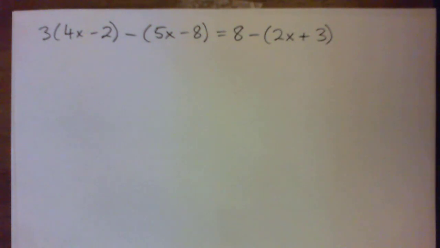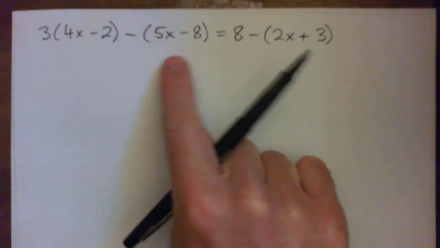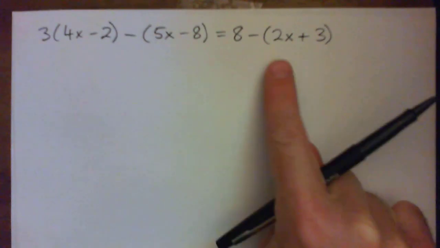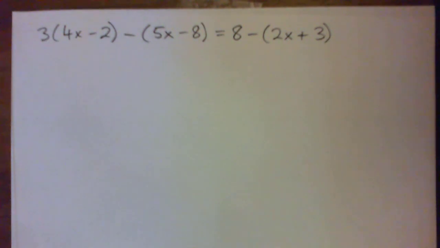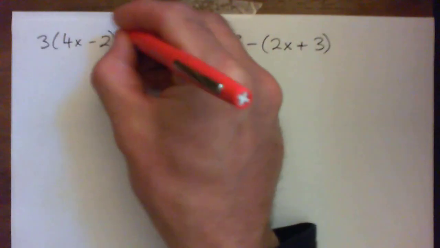All right, so we've got 3 times 4x minus 2 minus a 5x minus 8 equals 8 minus 2x plus 3 in parentheses, right? Right. So the first step, you just go from left to right. We need to simplify everything and add like terms. Okay, so we're going to simplify.